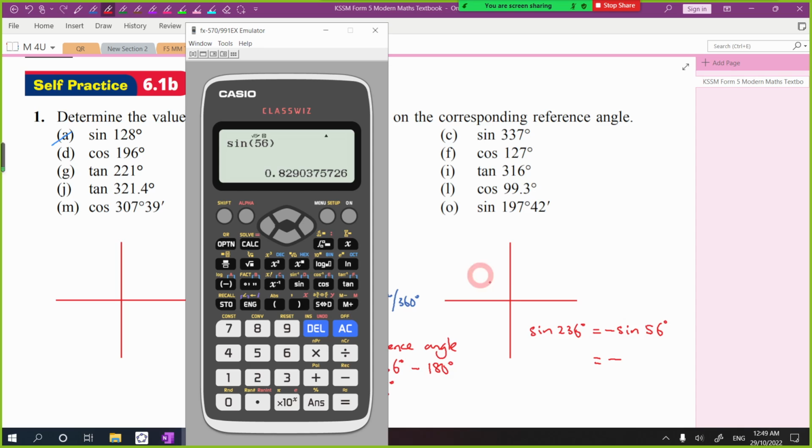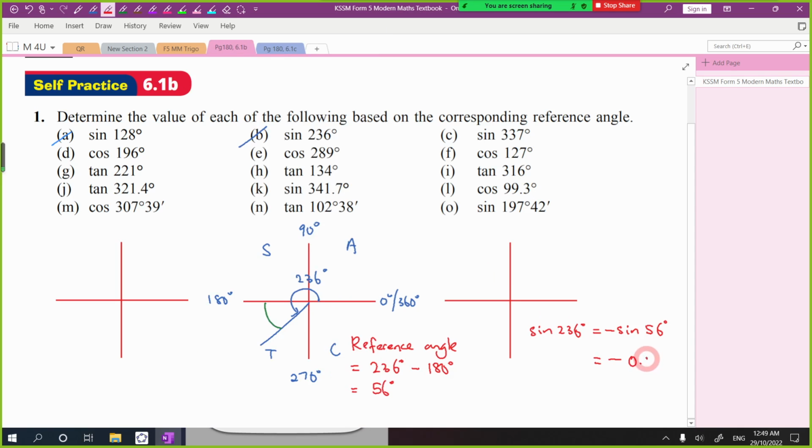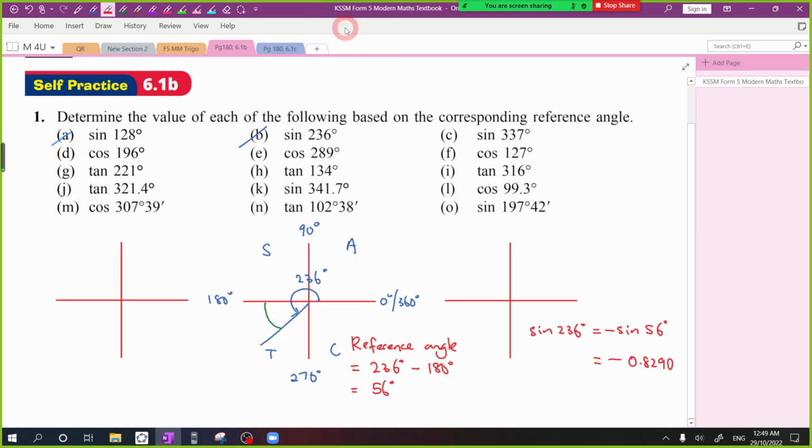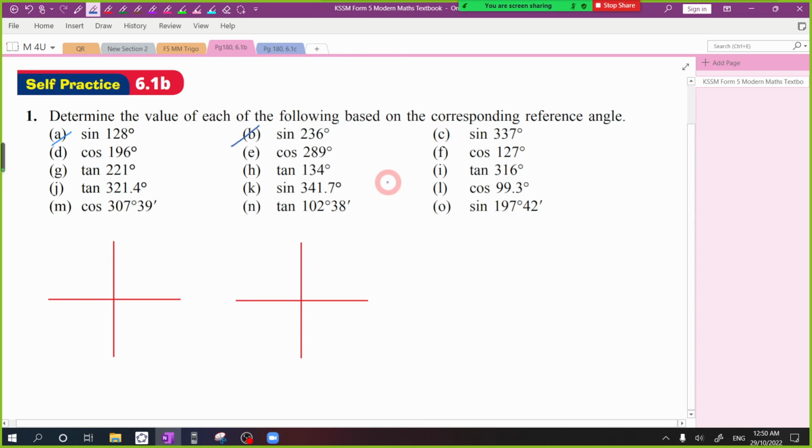0.8290. Okay, so same thing, if you want to test whether this answer is correct or not, you can press sine 236 degree. You will get exactly the same answer. Okay, so next let's try part D.